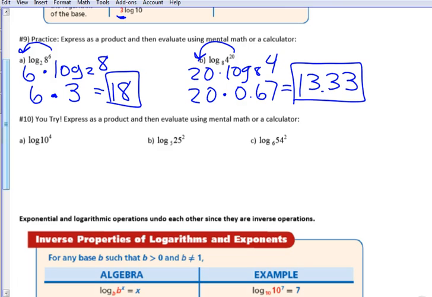How come there's no base written on A? Yeah, it's a base 10. What is that called? Remember, I had a special name yesterday. Look in your notes. Very first page was part of your fill in the blanks. Common log. There you go. So common logs have a base 10 that we don't have to write the actual base with it.